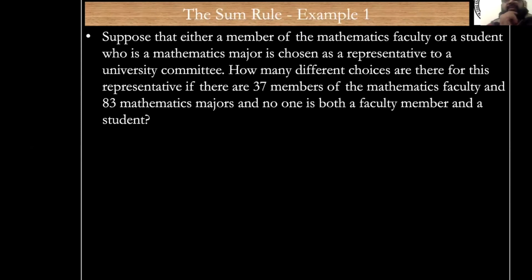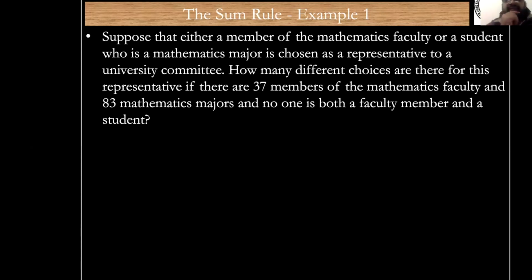Suppose that either a member of the mathematics faculty or a student who is a mathematics major is chosen as a representative to a university committee. So you're going to choose one representative, and you've got different options. You can either choose a member of the mathematics faculty or a student who is a mathematics major. How many different choices are there for this representative if there are 37 members of the mathematics faculty and 83 mathematics majors, and no one is both a faculty member and a student? So this is important. There's nothing common between both the groups of mathematics faculty and mathematics majors.